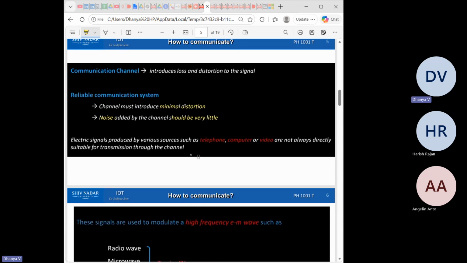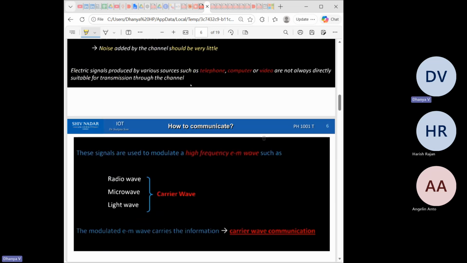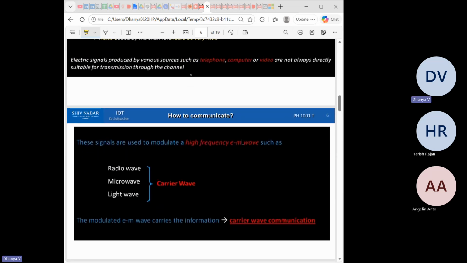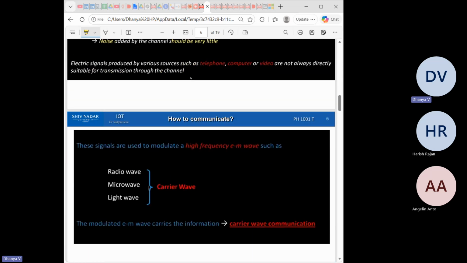Electric signals produced by various sources such as telephone, computer, or video are not always directly suitable for communication through the channel. So how do we actually communicate? We saw that EM waves are the most suitable. These signals are used to modulate high frequency EM waves, such as radio waves, microwaves, and light waves.